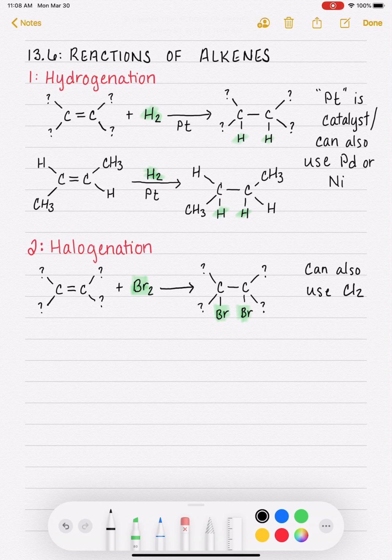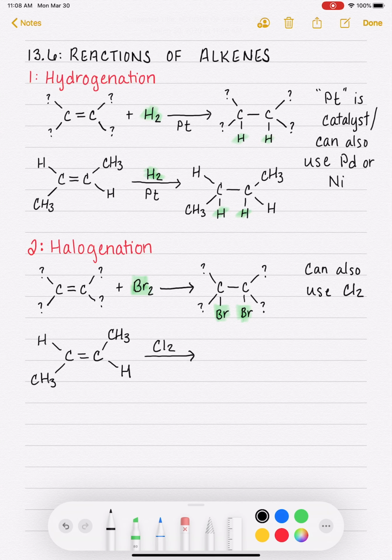Let's do a more specific example. Let's just go ahead and use the same molecule as we used for hydrogenation. And just like with the hydrogenation reaction, instead of writing plus Br2, we could write the reagent on top of the arrow. So just say Br2. Actually, let's make this exciting and let's do Cl2. That's exciting. Cl2 up there.